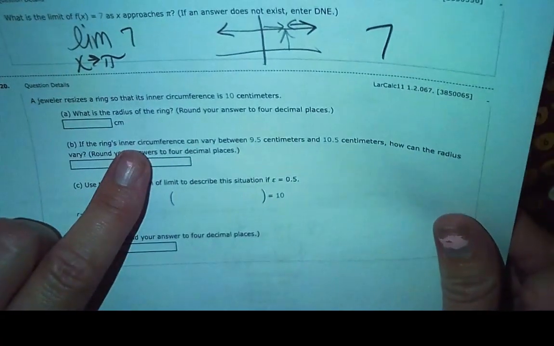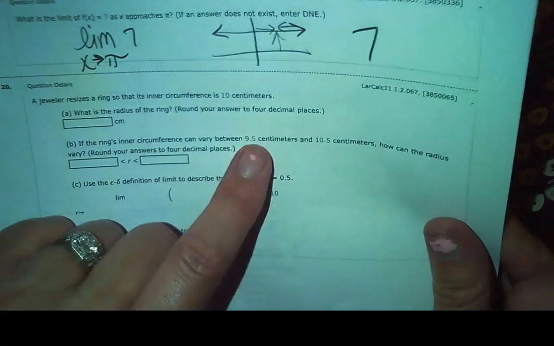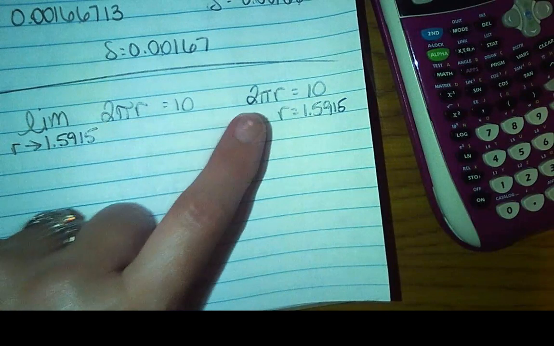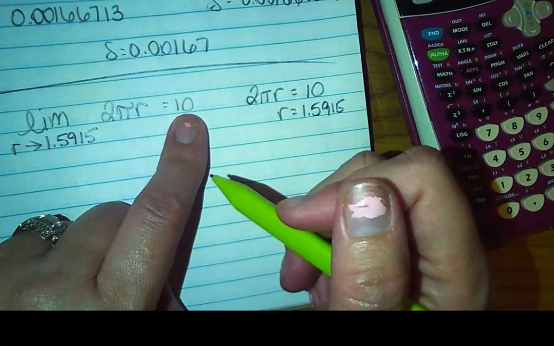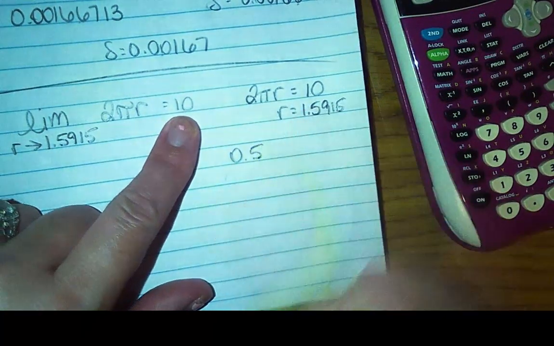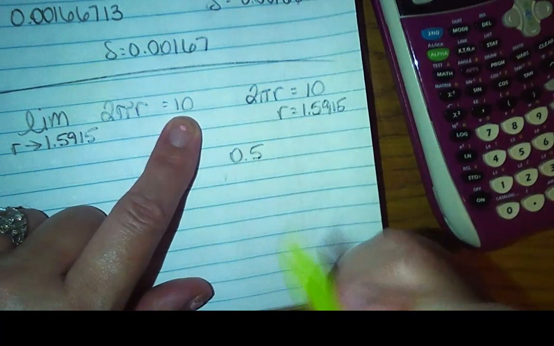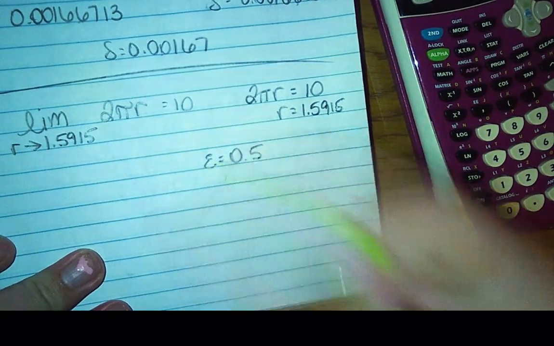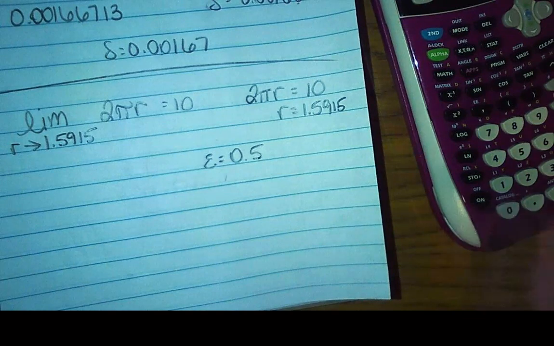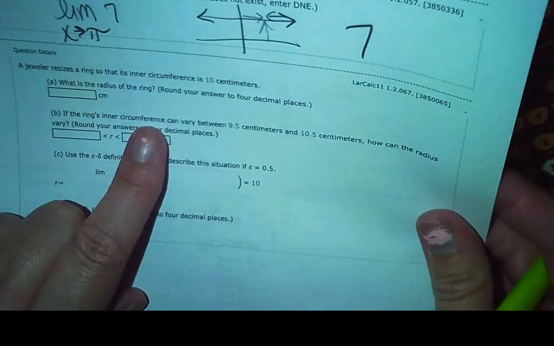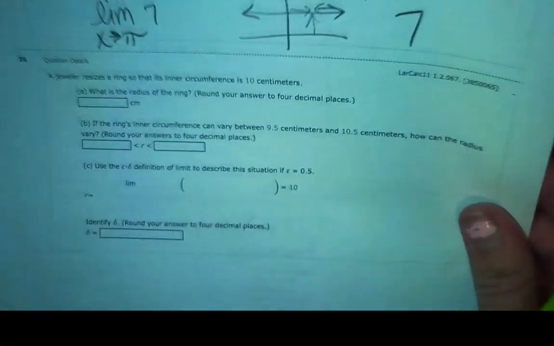All right, so what's the next question? That was the radius. If the ring's inner circumference can vary between 9.5 and 10.5, so my answer can vary between 9.5, which is 0.5 less, and 10.5, which is 0.5 more, that means my epsilon is 0.5. So we're applying what this stuff means.